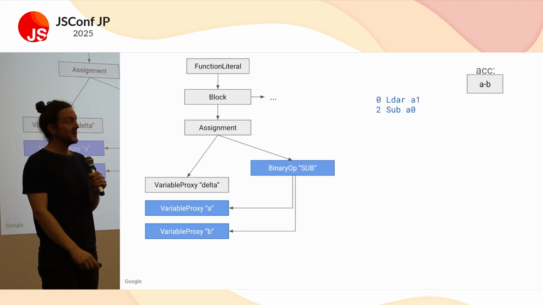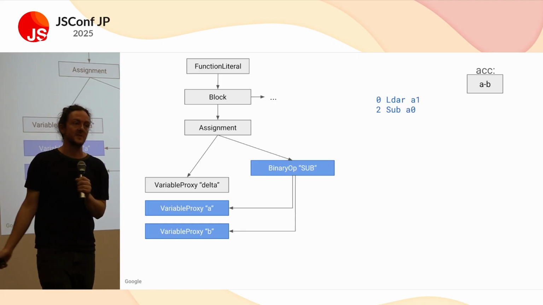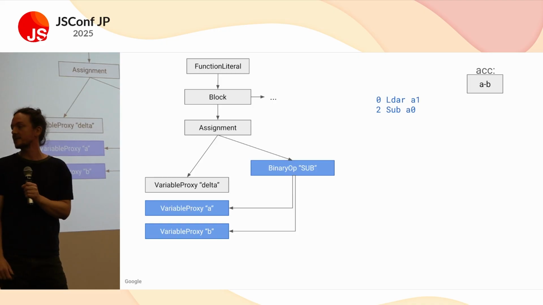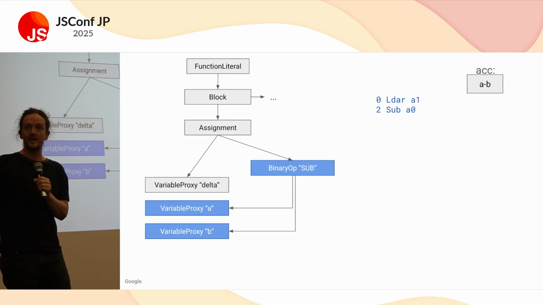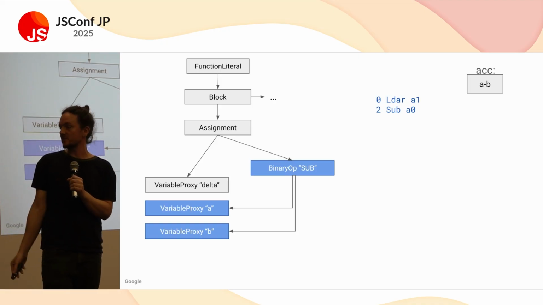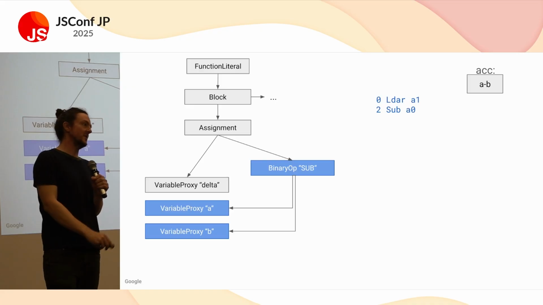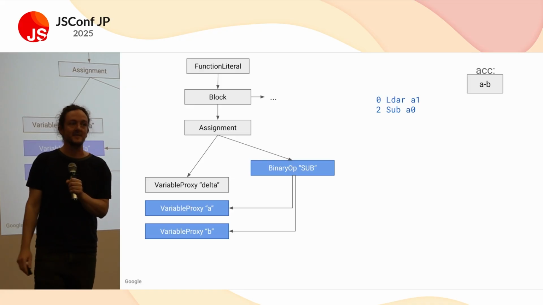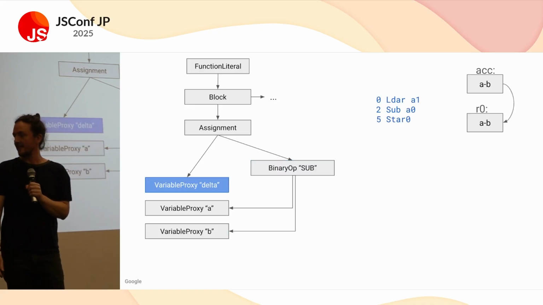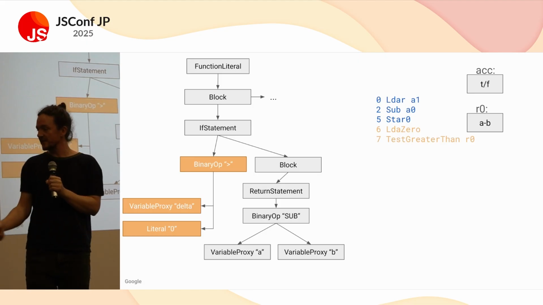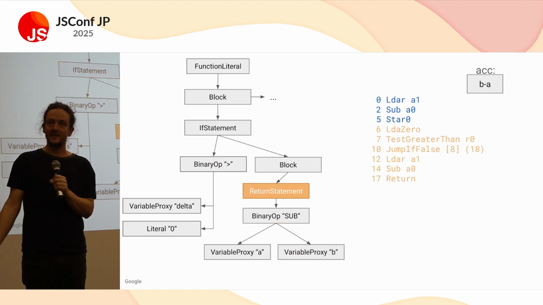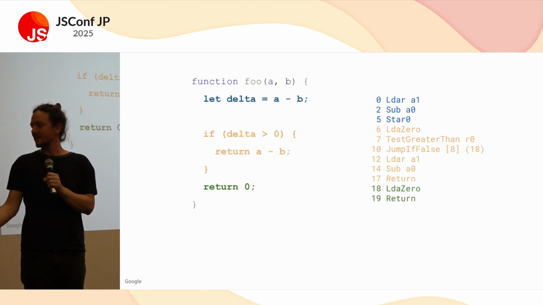Subtraction, for example, has 2 implicit inputs. So it says subtract argument 0, but the other operand comes from the accumulator, and the result also goes into the accumulator. So again, a super dense format. Yeah, and so now we go through this. I don't actually have time to explain all of this, but you can imagine how it goes.